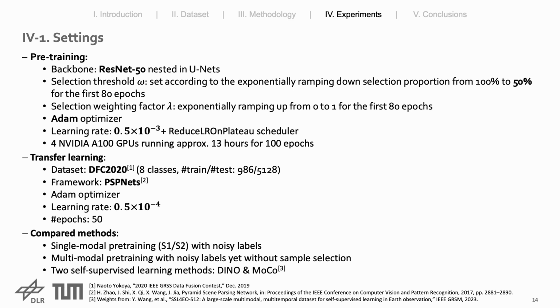We transfer the pre-trained backbones to the DFC2020 dataset with ResNet50 nested in the PSPNet framework. In comparison, we also present the results with single-modal pre-training with noisy labels, multi-modal pre-training with noisy labels yet without sample selection, as well as two self-supervised learning methods, DINO and MoCo. The weights by DINO and MoCo are provided along with the SSL4EO-S12 dataset using all the 251,000 data points in pre-training.